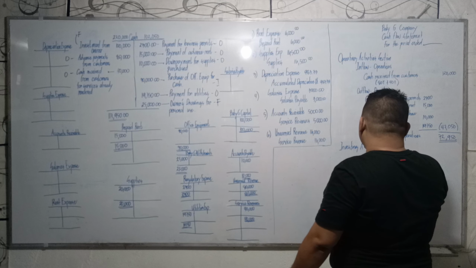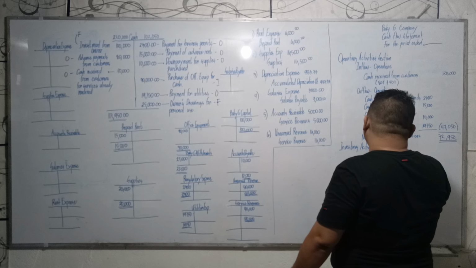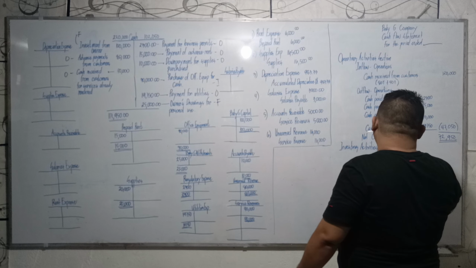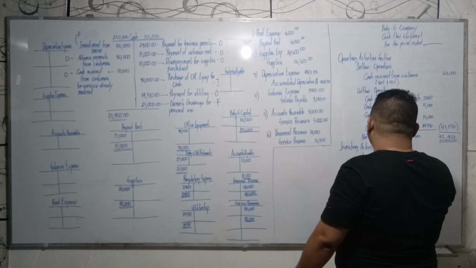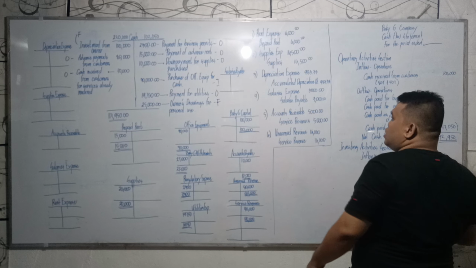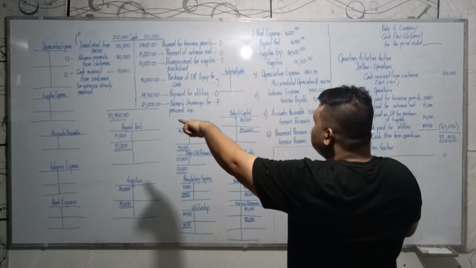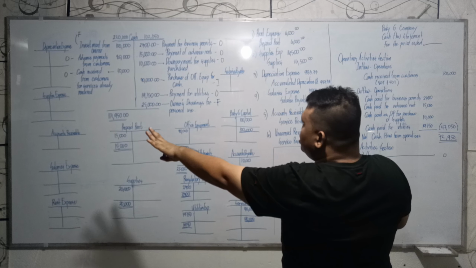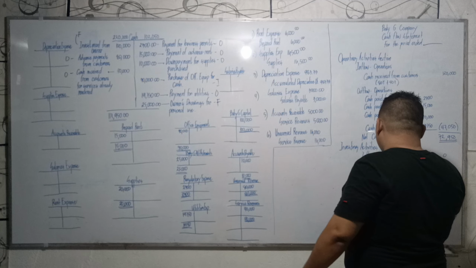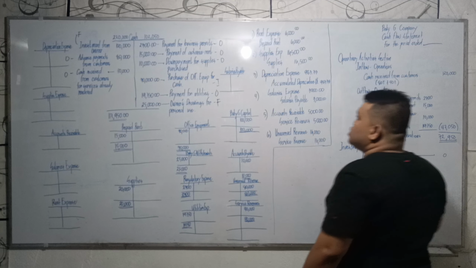Investing activity section. The format is the same. You just have to focus first on the inflows. And since we don't have any inflows, we can put right here zero immediately. There's no investing in the inflows, right? But we have outflows. So what is our outflow?